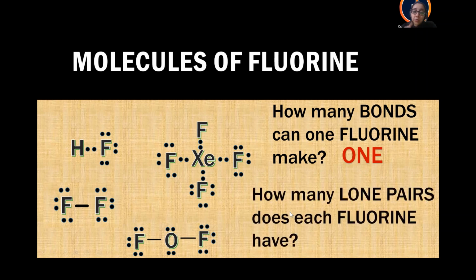And similarly, I want you to write the answer in the chat for the second question. How many lone pairs does each fluorine atom have? Read the question carefully. For example, if you take this fluorine atom, how many lone pairs does it have? Write down the answer in the chat. I'm sure that you've answered it correctly, and it is 3. Every fluorine atom you have seen here has 3 lone pairs of electrons.